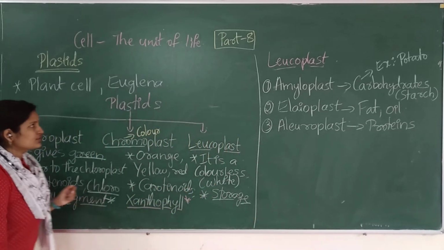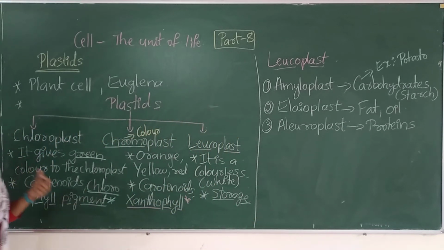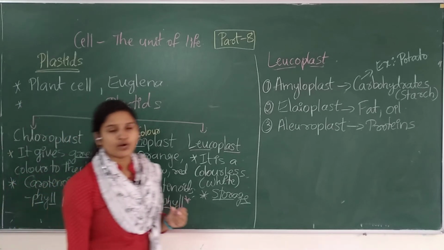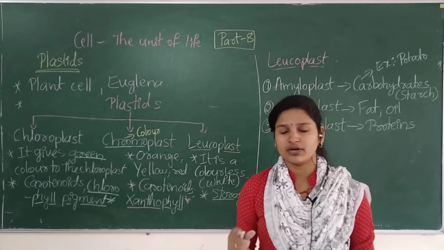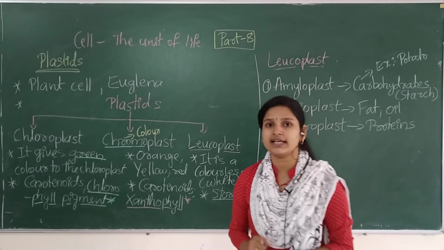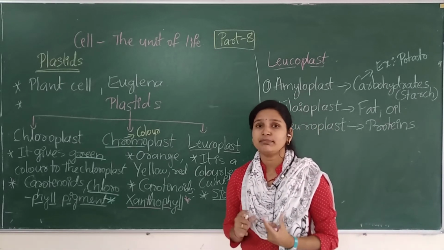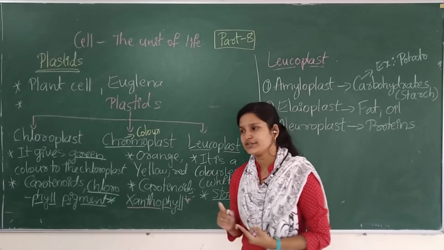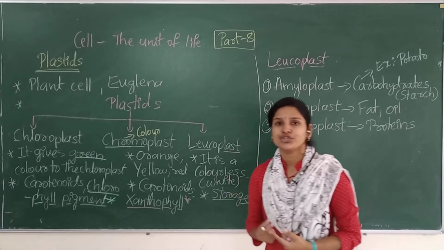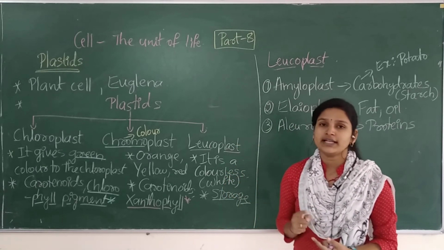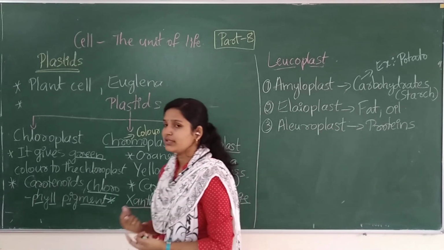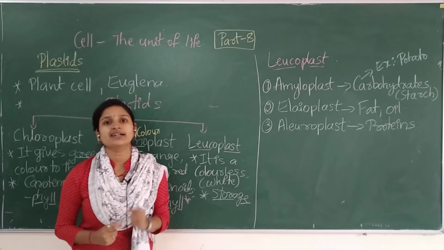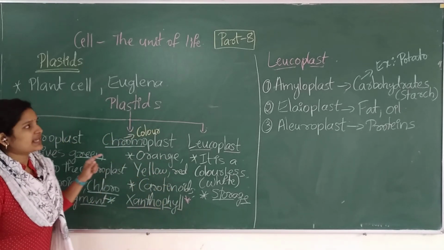Understood? So remember, plastids are nothing but a membrane bound organelle which is mainly found in plants and some organisms like Euglena. It is mainly found in plants, but it is also present in the case of Euglena, but not in any other organism. The coloration or the pigments present in the plant are mainly because of these plastids.